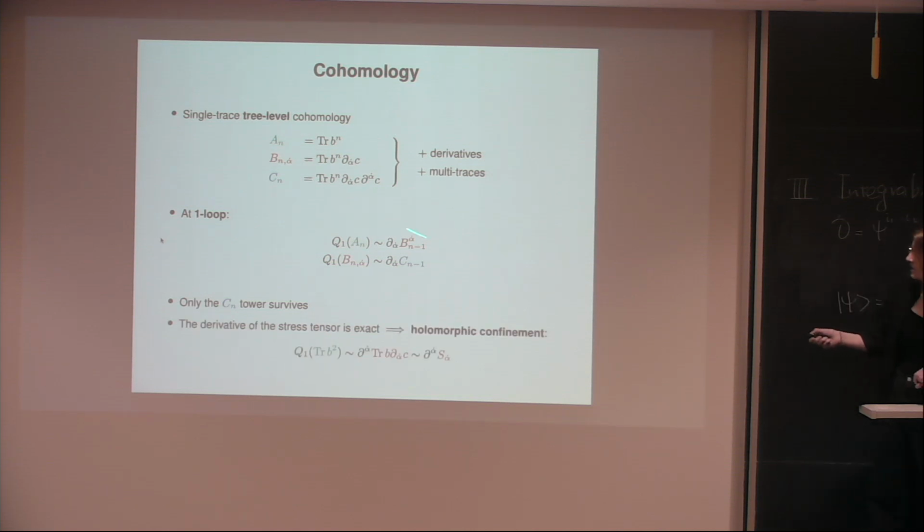One implication of this computation is that in particular the derivative of the stress tensor is exact. The stress tensor of this holomorphic BF theory is the trace of B del C, so you can see the one-loop differential makes this derivative exact. The derivative of the stress tensor generates the action of certain holomorphic vector fields, for example, translations and rotations. So at one loop, this theory basically becomes topological. We call this phenomenon holomorphic confinement. The holomorphic twist of N=1 super Yang-Mills is a topological theory.